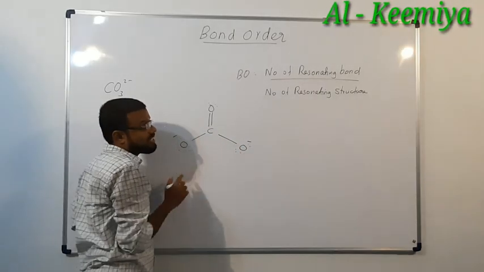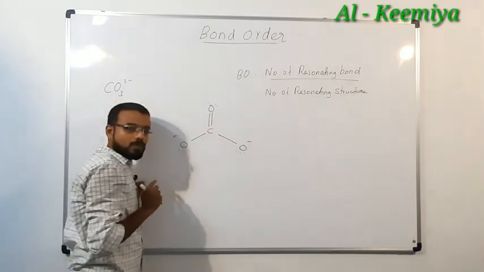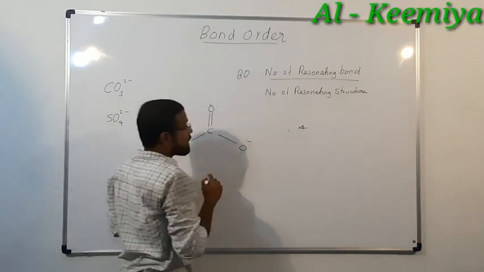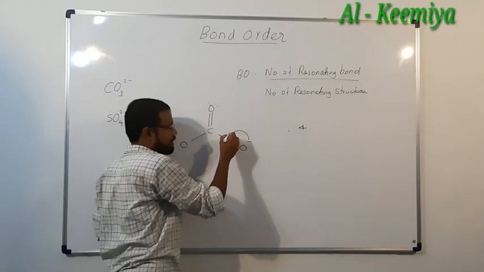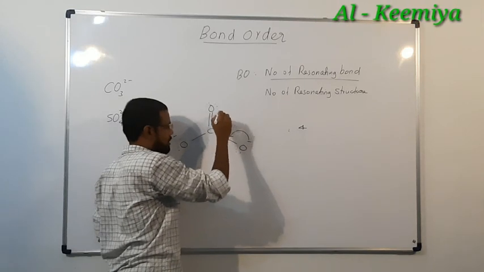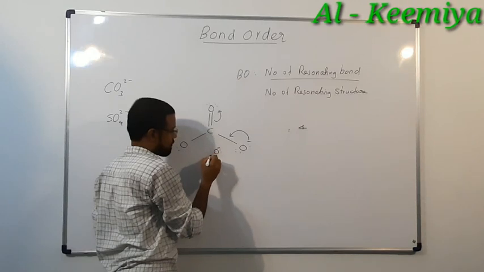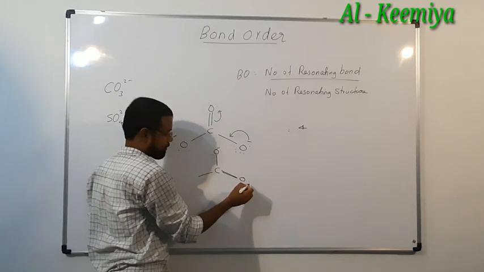So number of resonating bonds, how many bonds are there? 1, 2, 3, 4. So number of resonating bonds is 4, divided by number of resonating structures. See, this bond shifts here, then this will shift here, then we will get a resonating structure with O minus here and a double bond here.